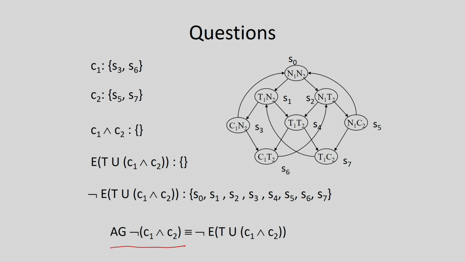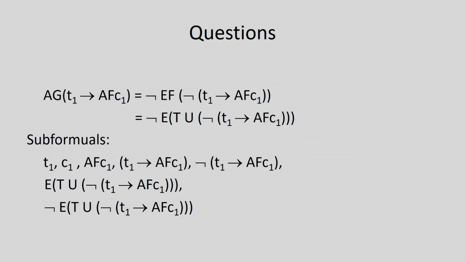That means the safety property is assured. Similarly, I can talk about the liveness property: AG (T1 implies AF C1). Again, I do not have any method for AG in our complete set of operators. So finally AG will be converted to EF, and again we do not have a method for EF, so it will be converted to E true until this thing. So finally this is the formula.